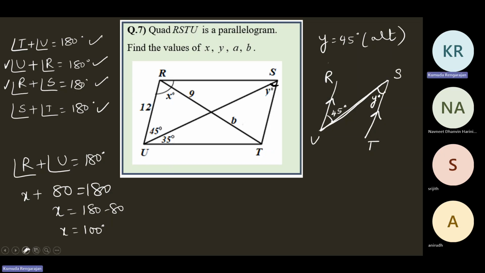Maybe we can just take this as A, children. We'll take this as A. What's the value of A? 12. A is equal to 12 because opposite sides are equal. And what about B? Ma'am, 9, they bisect each other, ma'am. Correct. B is equal to 9. That's it. Nine is the answer.